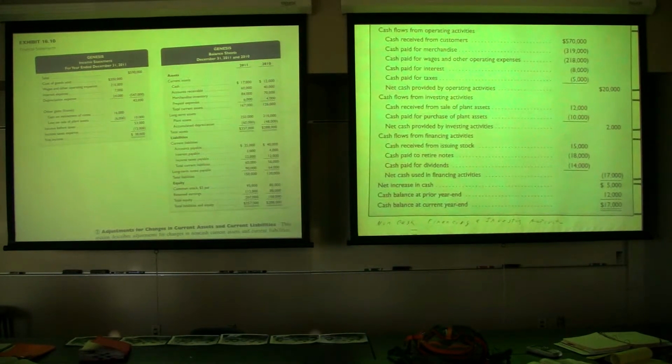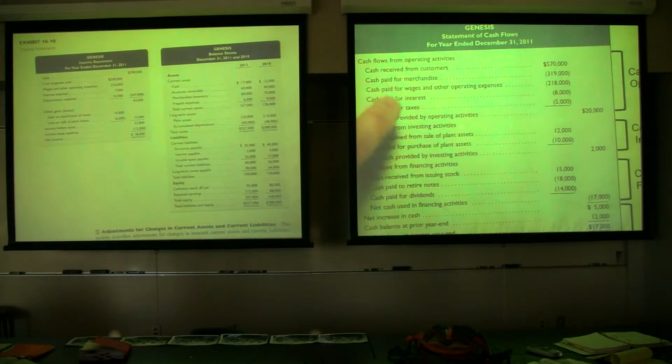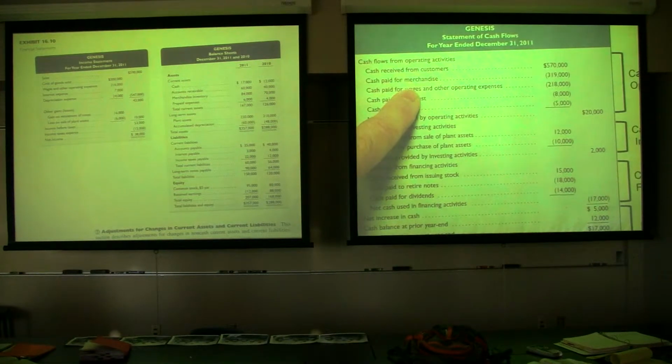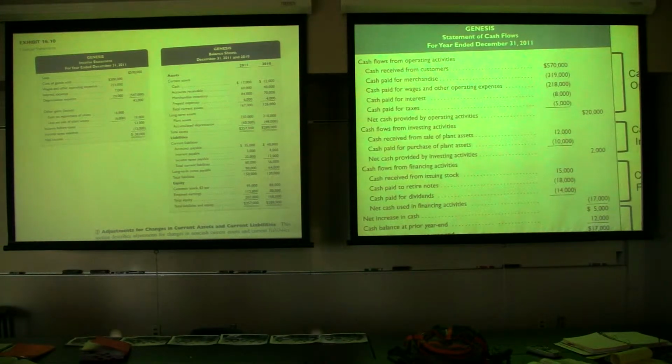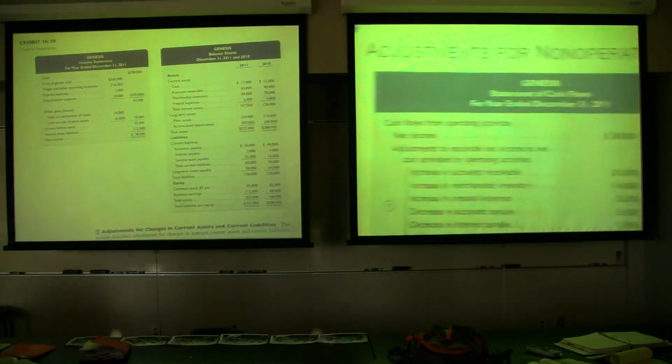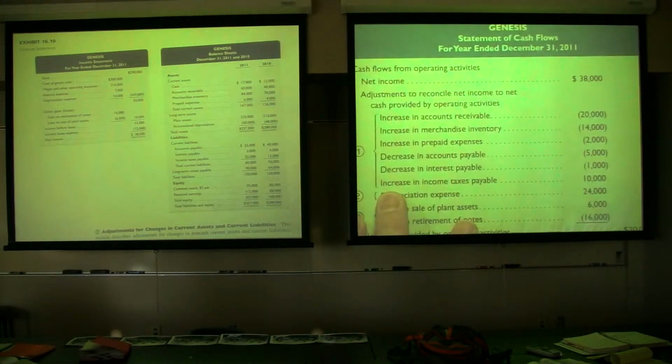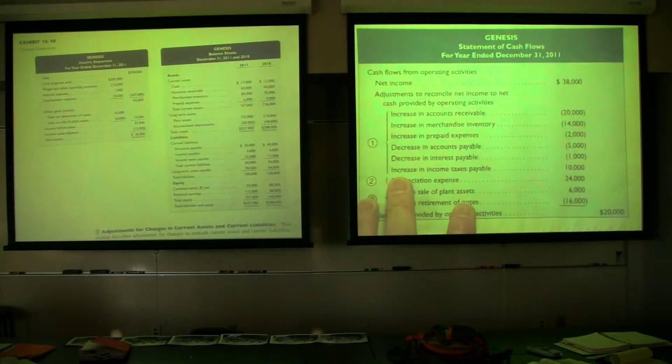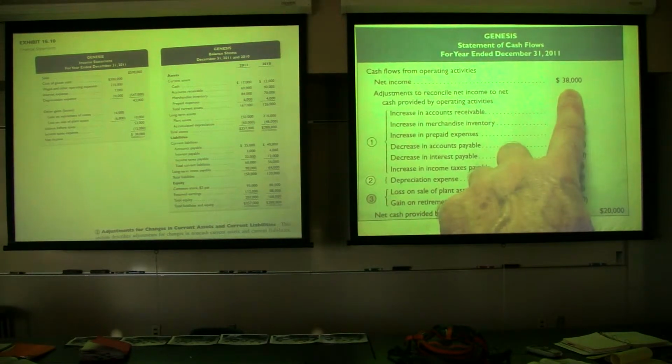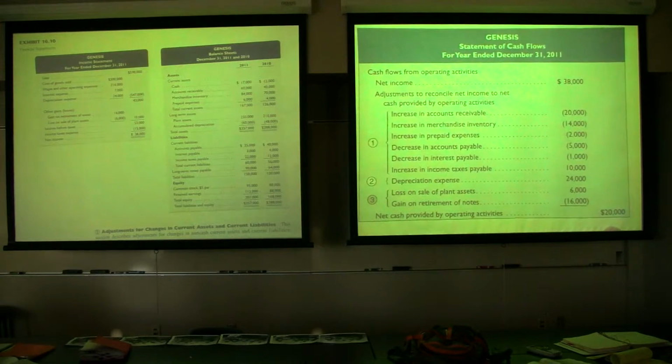All right. Now, there's 2 different ways to do the cash flow from operating activities. There's a direct method, which is this one. It's only used by a small percentage of companies. Everybody else uses the indirect method. Here's the indirect method. The indirect method will start out with your net income, and it will convert it from the accrual basis to the cash basis.